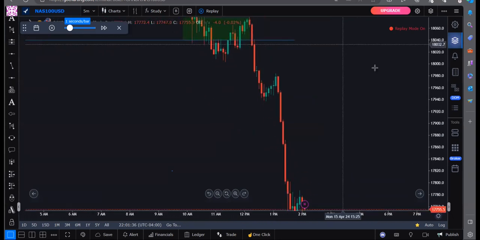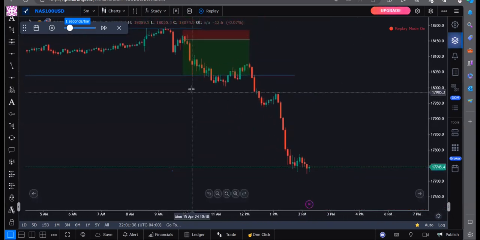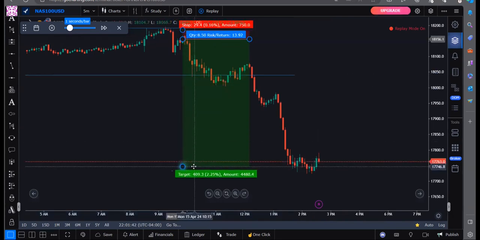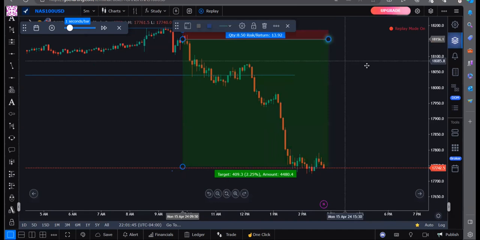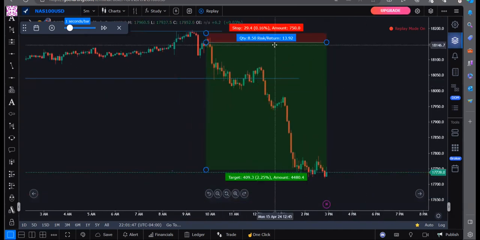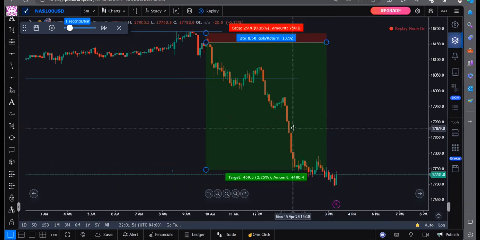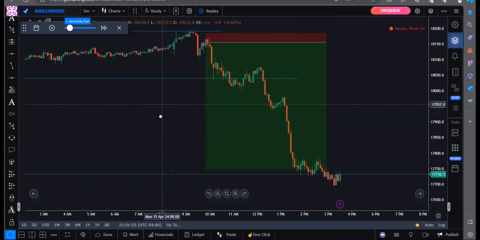Wow, you can see the market just melted. Let's see how far it went. Insane. You see 1 to 13 R. That's crazy, and it just keeps going. But let's go to another example.